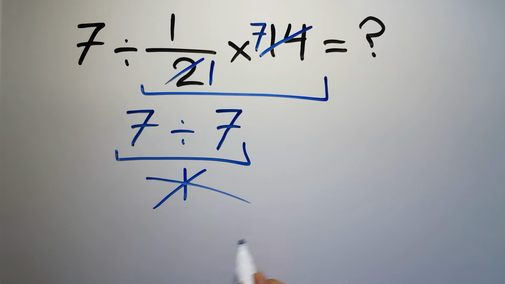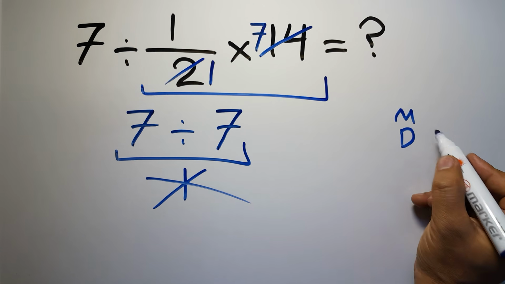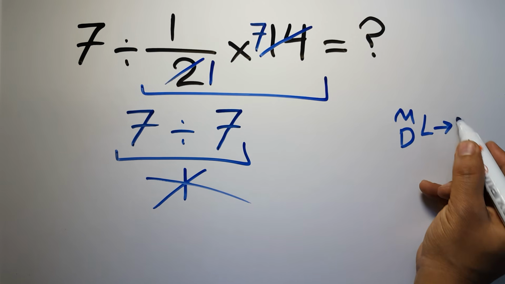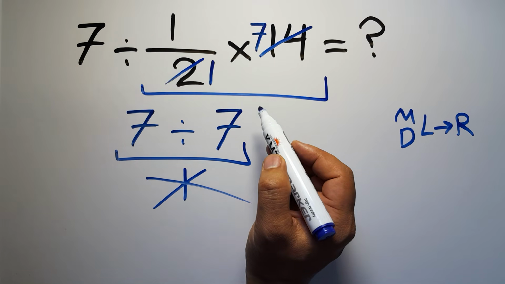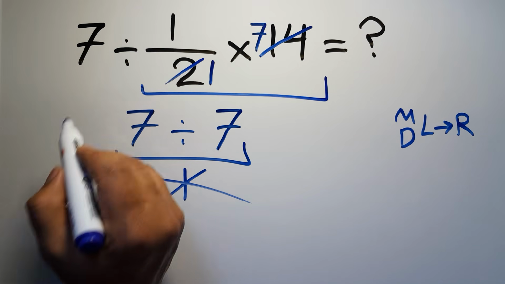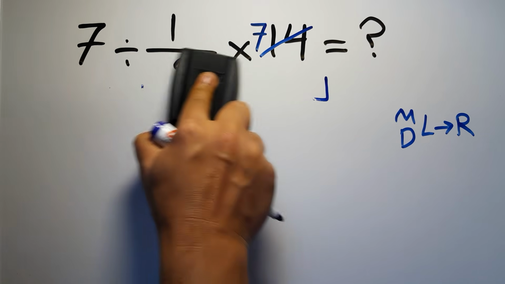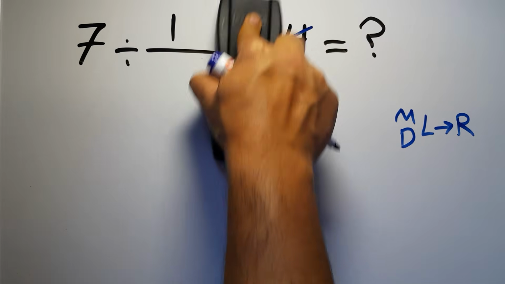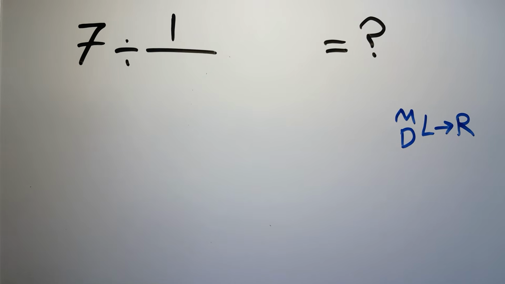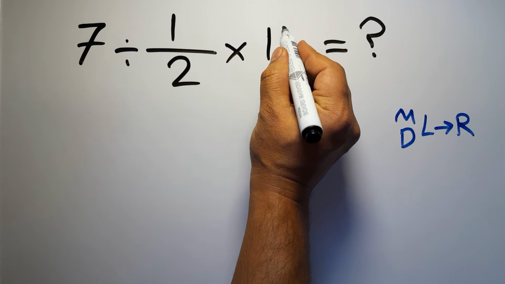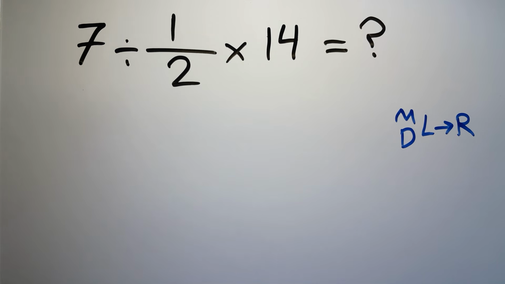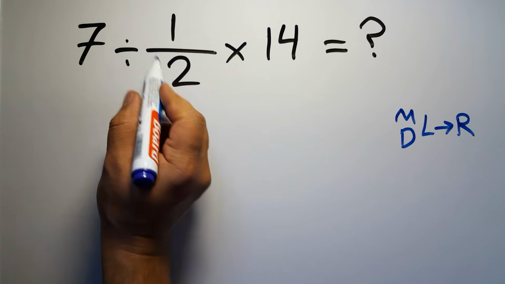But this answer is not correct, because according to the order of operations, multiplication and division have equal priority and we have to work from left to right. So here first we have to do this division, then this multiplication. If we do this multiplication before this division, it is wrong. So first we have to do this division.